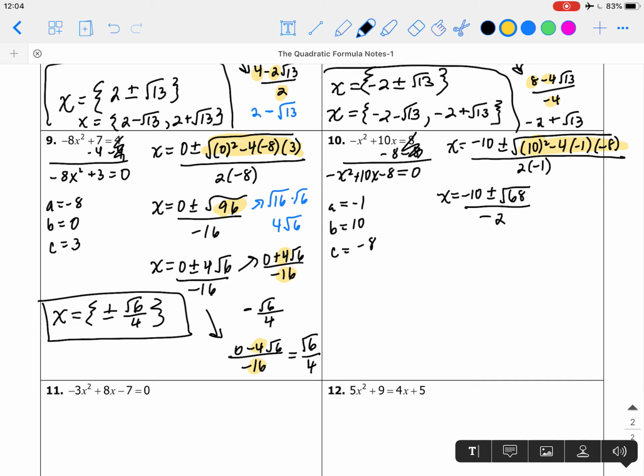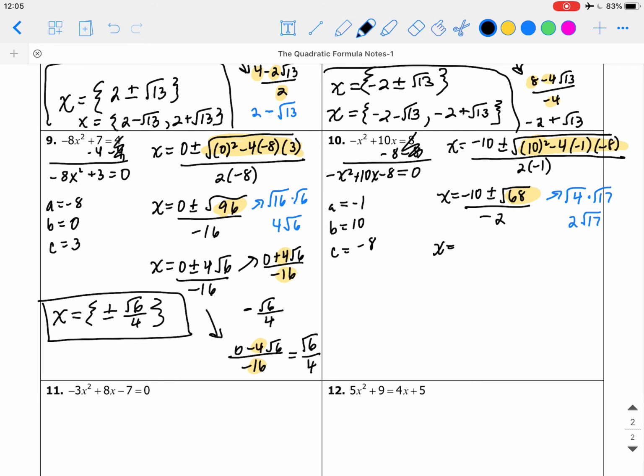Okay, so square root of 68 definitely does simplify. So let's think about this. So let's see, 68, okay, that can be 4 and 17. So this simplifies into the square root of 4 and the square root of 17. 4 we know is perfect, so the square root of 4 is 2. And I cannot do anything with the square root of 17. Okay, so let's rewrite this. So I have x is equal to negative 10 plus or minus 2 square root 17 all over negative 2.